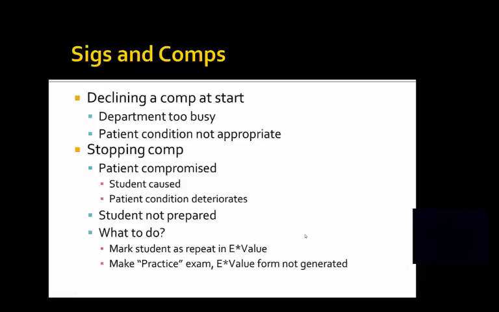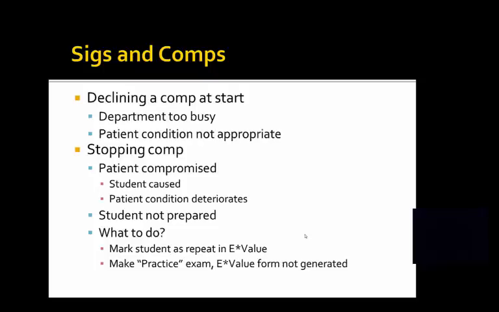There are some times where it's not appropriate for a student to signature or comp. To decline a comp at the very beginning, if the department's too busy, or if you see that the patient's condition is not appropriate for comping, it is totally acceptable for you to say, I'm sorry, but you won't be able to comp at this time. Likewise, you are able to stop a comp even after it has started. If the patient is compromised, either due to something the student has done or their condition begins to deteriorate, at any point in time you can step in and say, you know what, we're going to have to stop this comp. We'll try it again next time.